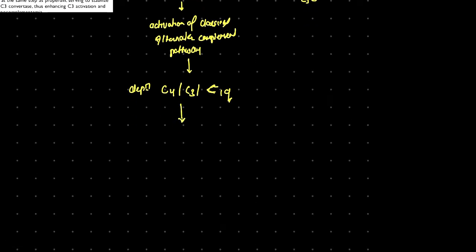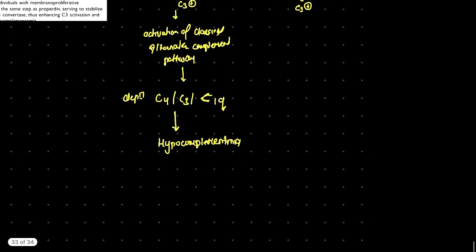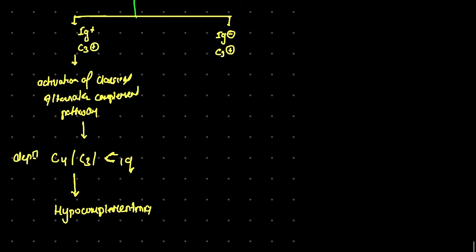Because of excessive deposition of these complements, there will be hypocomplementemia. That means we understood about these things. But here, since there is only the presence of complement C3, overall we call it C3 glomerulopathy.